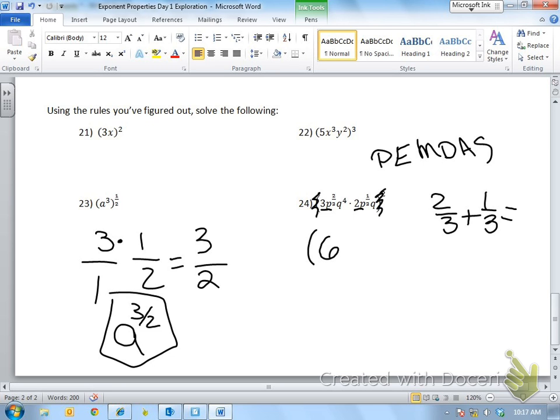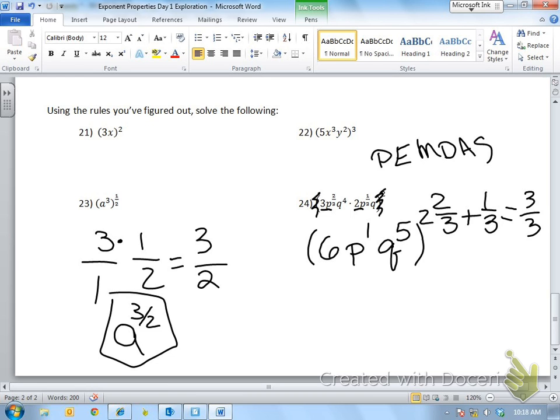Luckily for us, they already have a common denominator. What do we get if we add? 3 over 3, which is 1. So we have p to the first. What about q? Q to the fifth. We add the 4, plus the other q has the invisible 1. So q to the fifth. And we still have the squared outside.